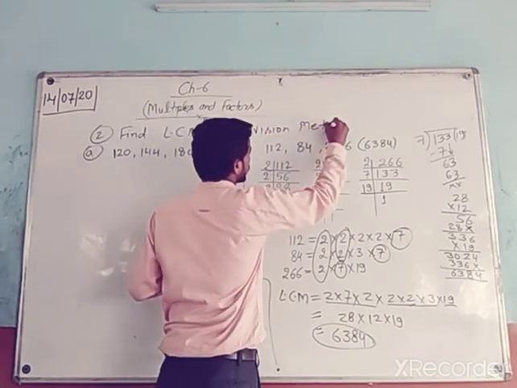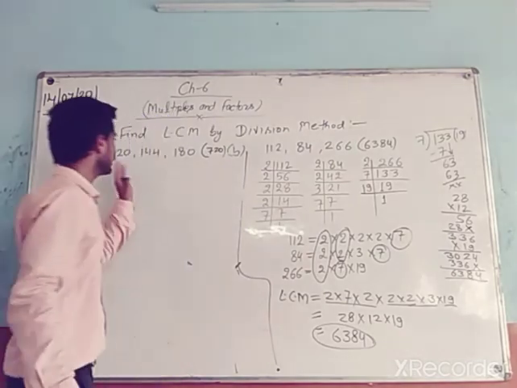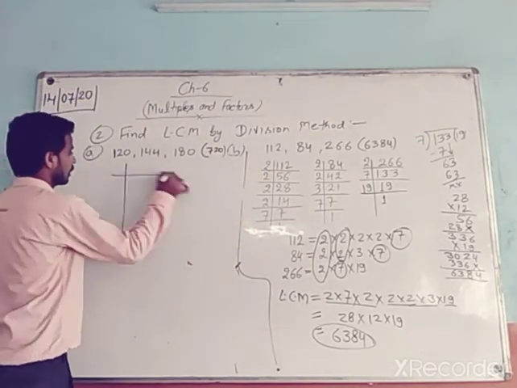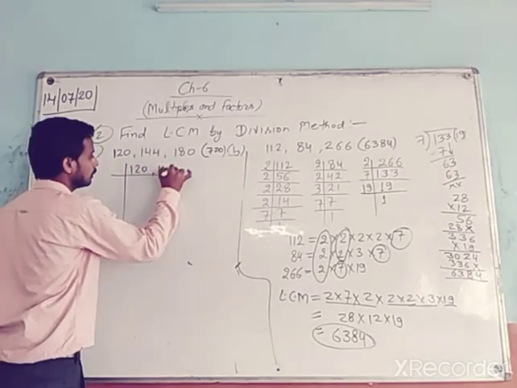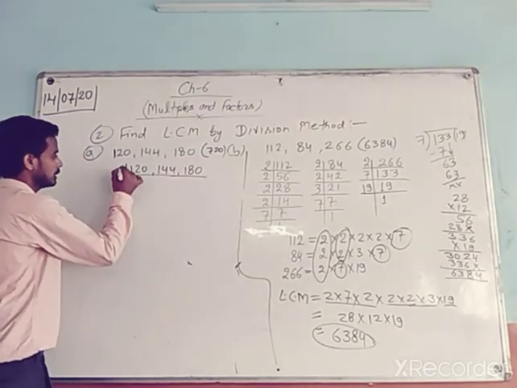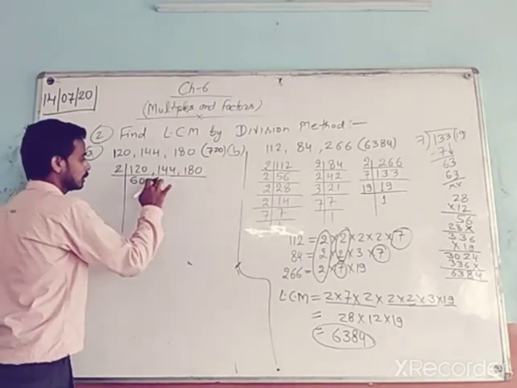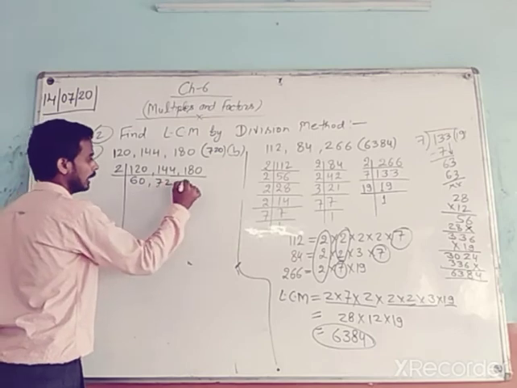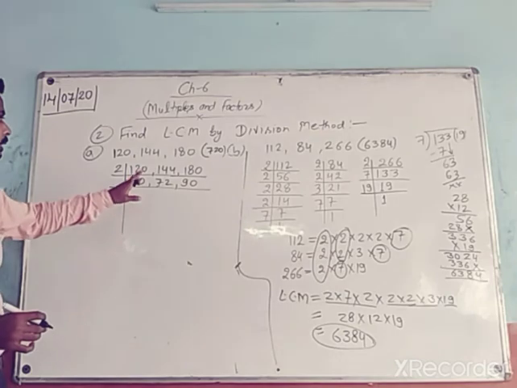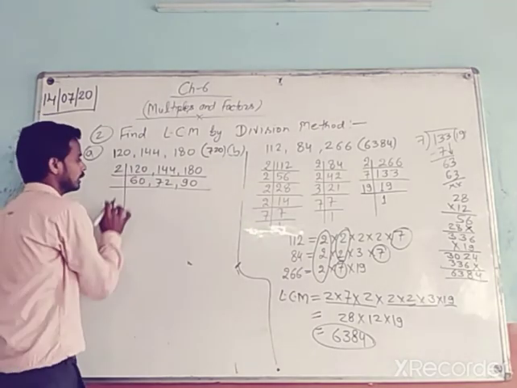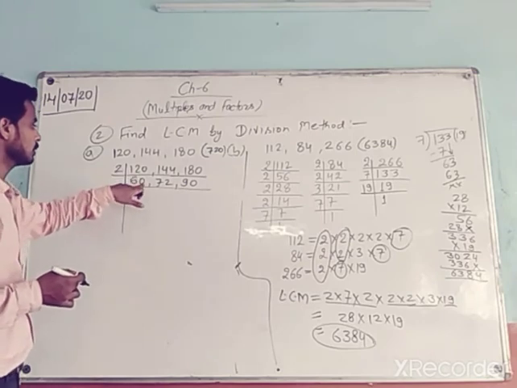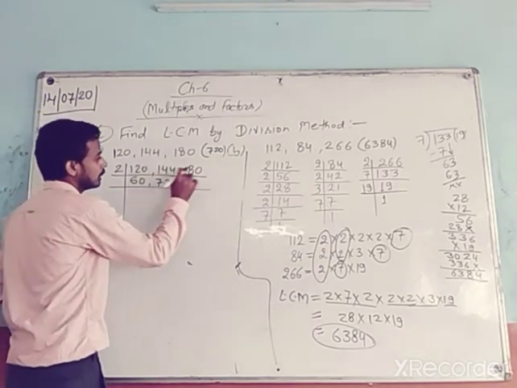we will write the numbers together to find the LCM. See, 120, 144 and 180. You know the answer is 720. Okay. See, 2 6s are 12, 2 7s are 14, 2 2s are 4, and 2 9s are 18, 0. Okay. In this way, we can take the numbers together, then divide by the same number.